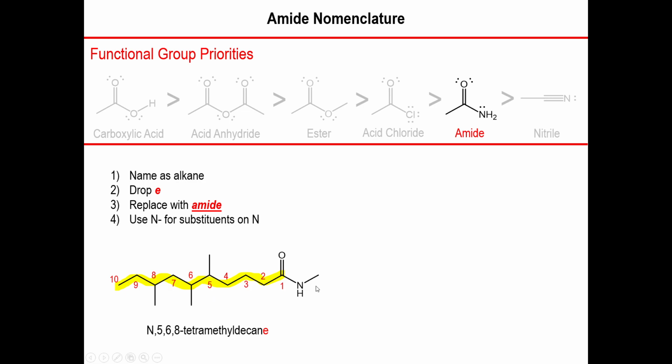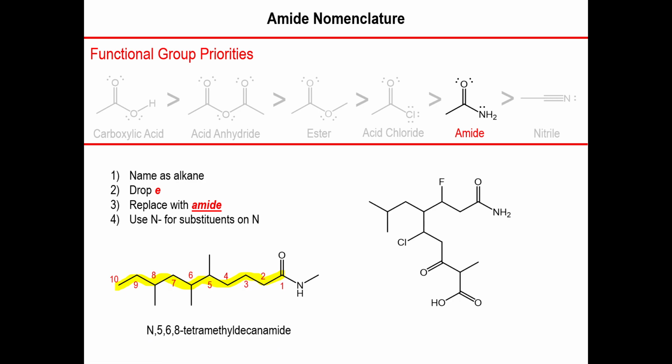And so notice right here that as far as labeling where those methyls are, I have to also use the letter N. So N, 5, 6, 8, tetramethyl decane, starting off as the alkane, right? And then we simply drop that E and replace it with the word amide. So in total, this is N-5,6,8-tetramethyldecanamide.